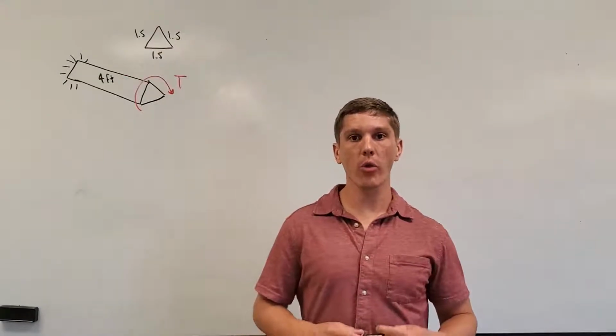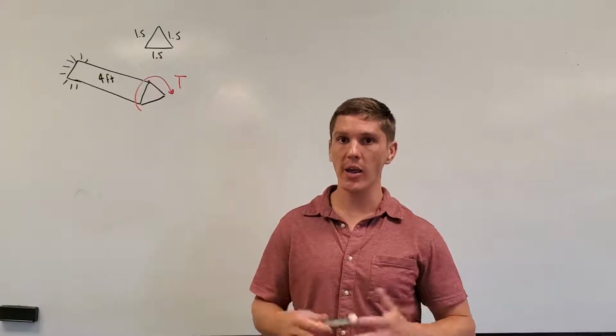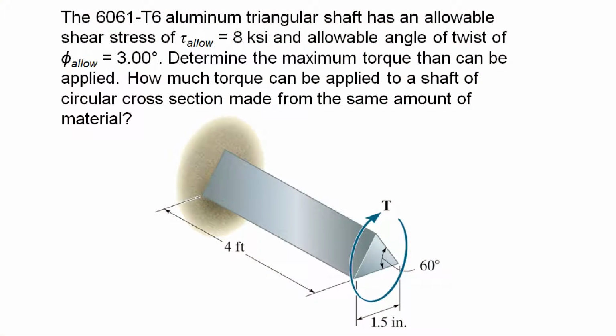Okay, let's work another problem for non-circular shafts to try and illustrate how we look at triangular shafts. The problem reads, the 6061 T6 aluminum triangular shaft has an allowable shear stress of 8 KSI. The allowable twist angle is 3 degrees. Determine the maximum torque that can be applied. How much torque can be applied to a shaft of a circular cross-section made of the same amount of material?